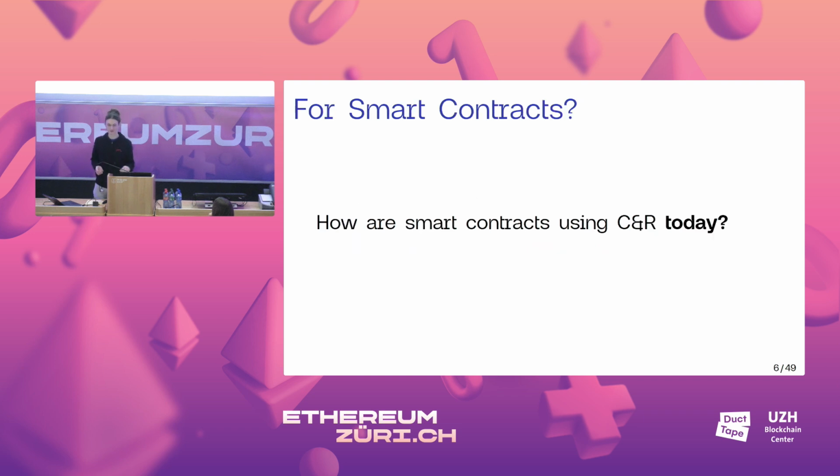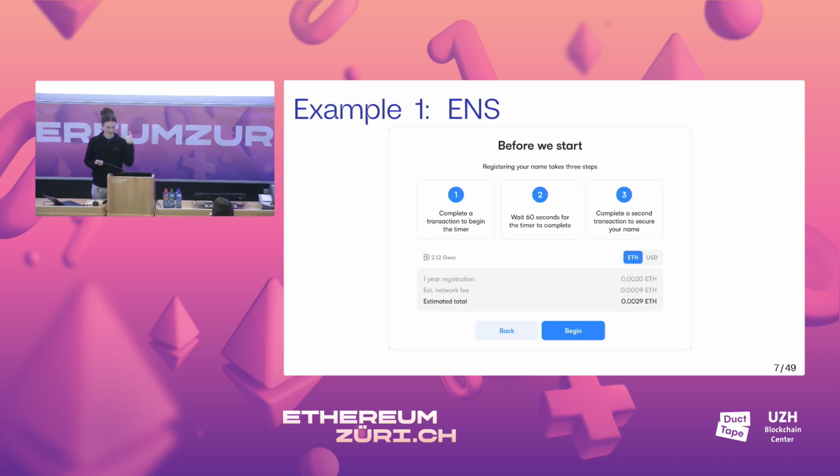Now, how do smart contracts use commit and reveal today? I will give you two examples relatively quickly. The first one is ENS. If you've seen the screen, what you do is you do a first transaction, which has a commitment inside, and then you wait a little bit, and then you give a transaction which opens the commitment to show the name that you wanted to reserve. And this is to protect you against front-running on ENS.